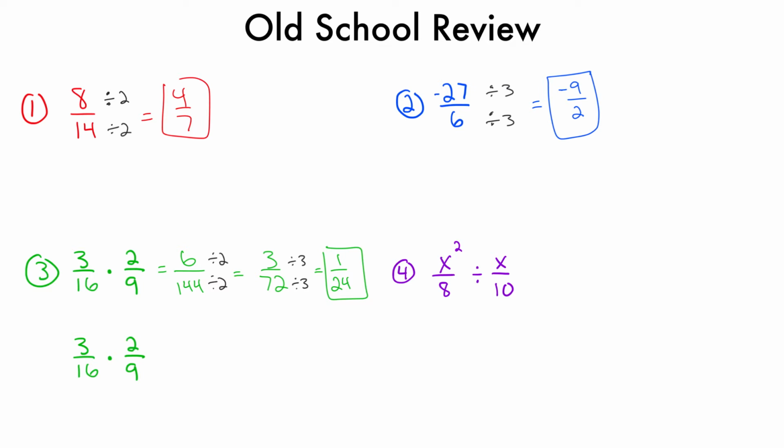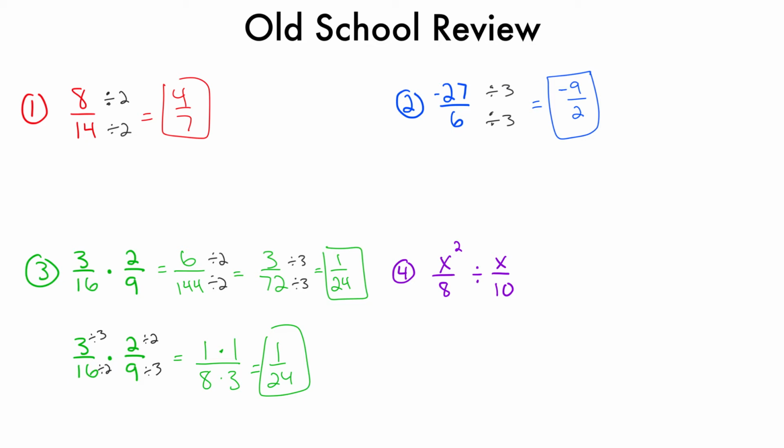3 on top, 9 on the bottom are both divisible by 3. So I am going to divide this 3 by 3. I'm going to divide the 9 by 3. I have a 2 on top and a 16 on bottom. They're both divisible by 2. So I'm going to divide the top and bottom by 2. That'll give me 1 times 1 over 8 times 3, which is 1 over 24. I could do that easier and faster because I simplified. I got smaller numbers before I multiplied, which gives me bigger numbers.